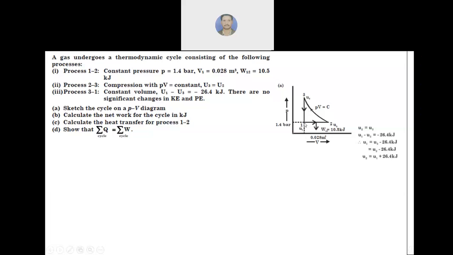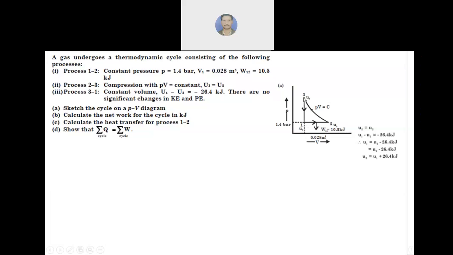Now see the third process. Third process is constant volume. Process 3 1 is constant volume means V3 should be equals to V1. So draw this constant volume line. And where it will meet this graph, you will make it as point 3.